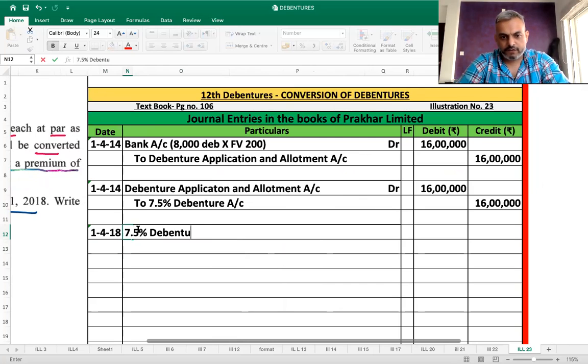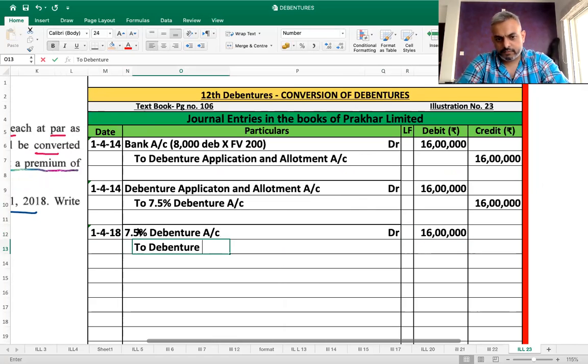7.5% debenture account. Now they are to be redeemed at par, so nothing to worry. Directly 16 lakh to debenture holder, 16 lakh.